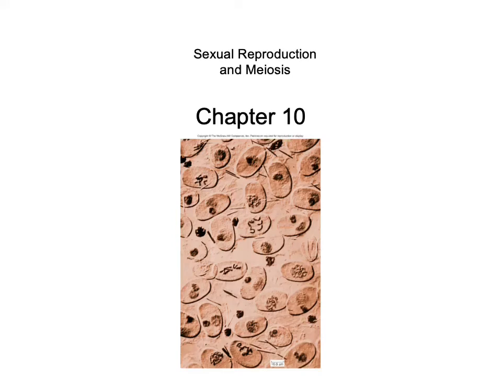Hello, the topic that I'm covering today is Chapter 10, which is sexual reproduction and meiosis. So, there is a whole type of cell cycle that is unique in order to produce eggs and sperm. And that specific type of cell cycle is called meiotic cell division or meiosis.